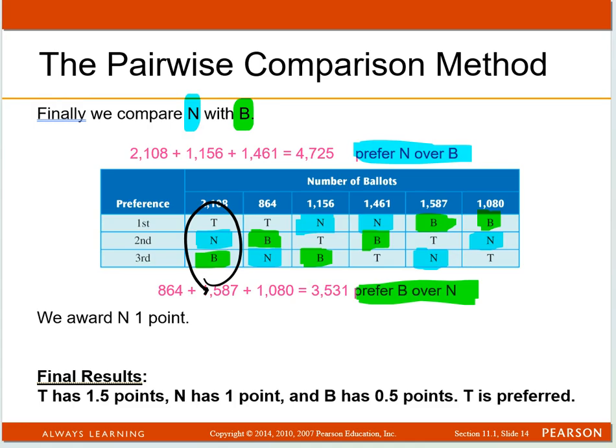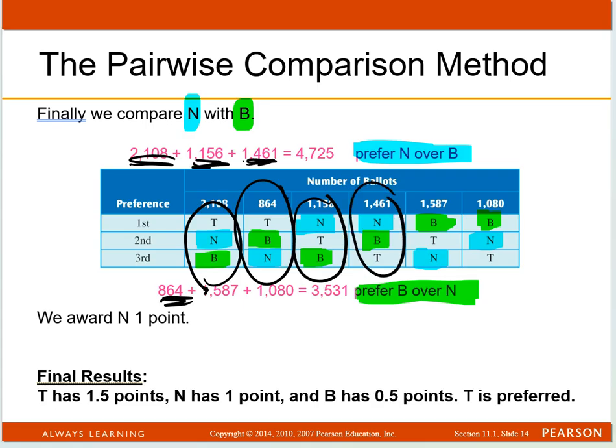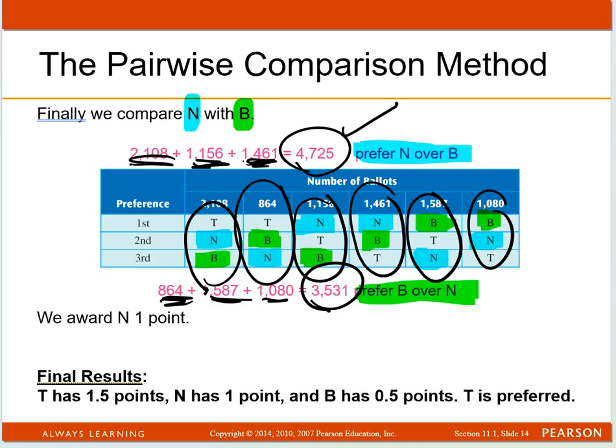So what number was that? 2,100. That's that one. These 864, they want burritos. These want nachos. These want nachos. These want burritos. And these want burritos. And so that's your total there. That's your total there. That's bigger. So 1 point goes to nachos.